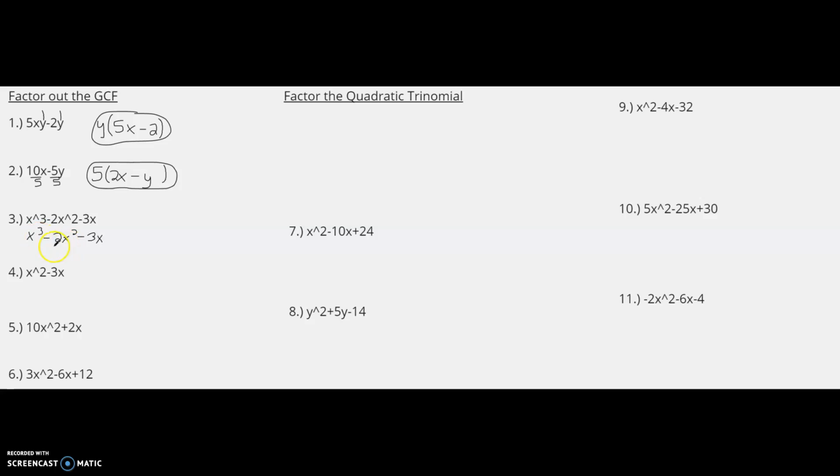Looking at this trinomial, we have 3 terms here, and when you say it out loud, x to the third, 2x squared minus 3x, you almost hear the GCF, the greatest common factor. They all have an x in common. So if we were to divide every term by the x, put that x out in front of a parentheses, and what we have left is x squared minus 2x minus 3.